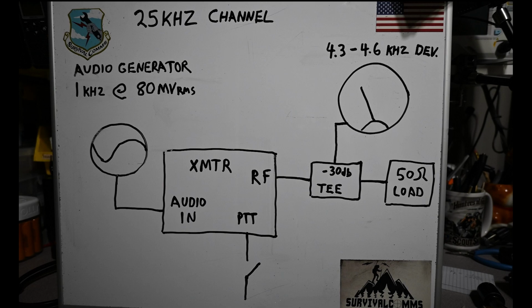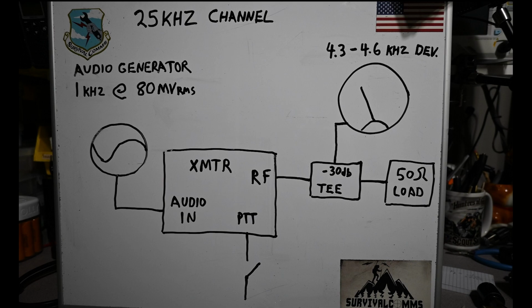Our equipment setup to use this device is as shown here. The device we are testing is a VHF Motorola portable radio. At the left, we have an audio signal generator set to generate a 1 kilohertz tone at 80 millivolts, which is the frequency and level specified in the service manual for this radio's measurement. The audio signal is injected into the microphone port of our device under test.